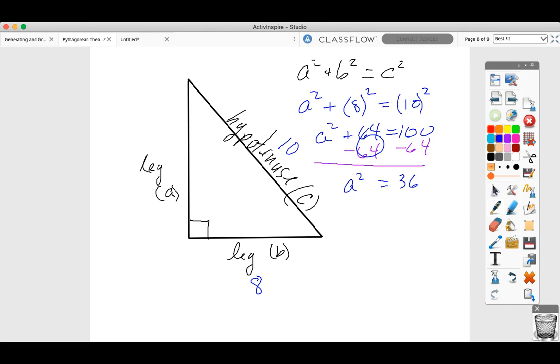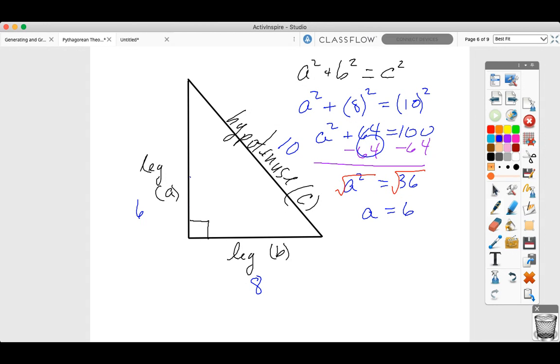Then remember, we take the square root of both sides. So we figure out what number times itself equals 36. And that number is 6. Which means that this leg right here is 6 units. Okay, so if this were inches, that'd be 10 inches. This would be 6 inches, whatever unit we're using.